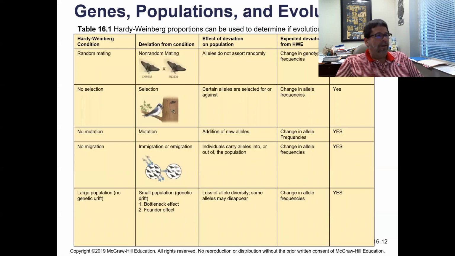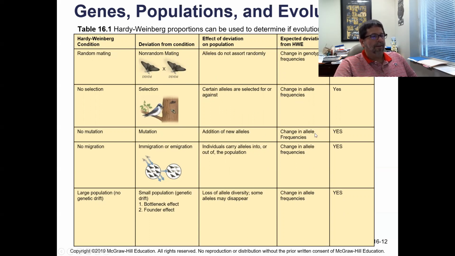So let's take a look at this pretty cool table. If you have random mating, that's Hardy-Weinberg equilibrium. The opposite, the deviation, would be non-random mating. When you have non-random mating, alleles do not assort randomly. Changes in genotype frequency occur, but that doesn't necessarily lead to evolution. Natural selection, however, means certain alleles are selected for or against. Change in allele frequency over time will lead to evolution.